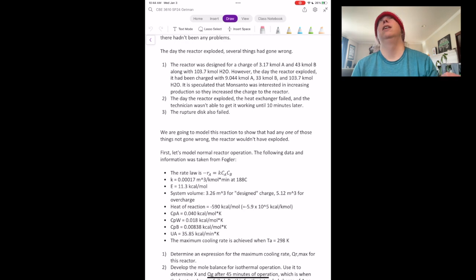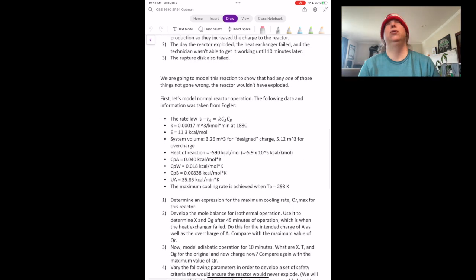This particular reactor was designed in a way that as long as everything went right, it wouldn't explode. We're going to model and show that. So first we're going to model normal reactor operation, and then we'll model the overcharge. When we do this, we're going to model the isothermal operation. We're going to model the failure, and then we're going to see how we change different parameters and what would need to happen, or how we could set these parameters to ensure that a safety incident would never happen.